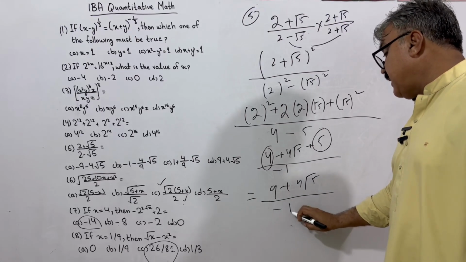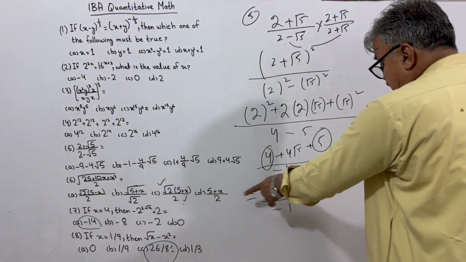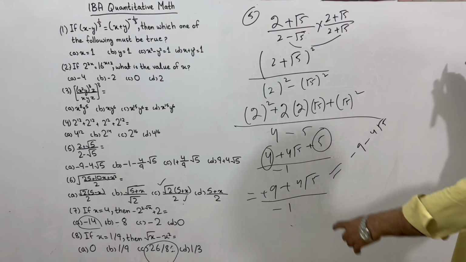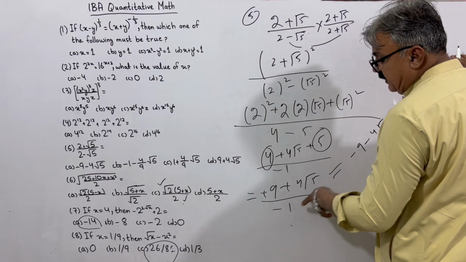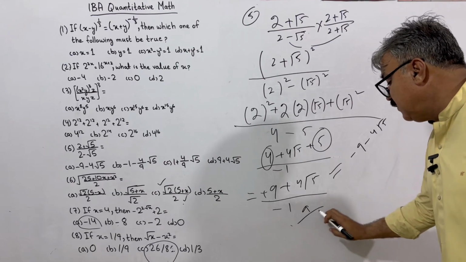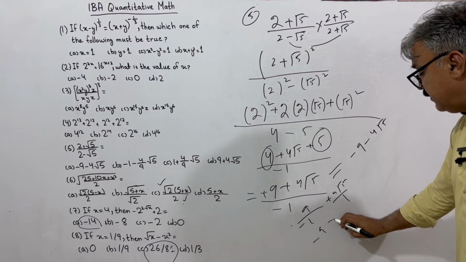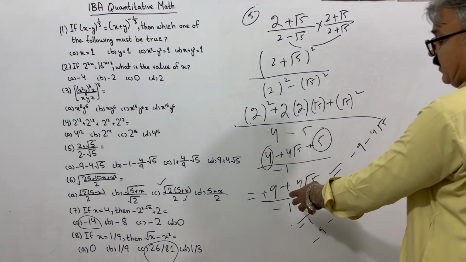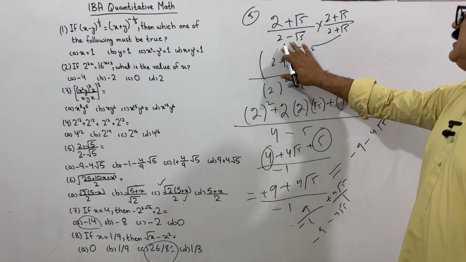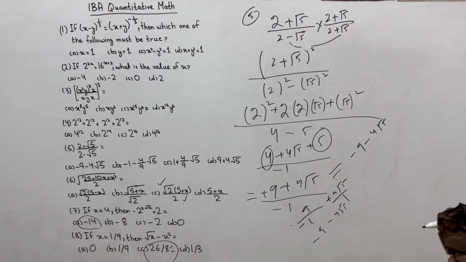Look at the impact of this minus in the denominator. It is going to be multiplied with all the terms in the numerator. So it must be minus 9 minus 4 root 5. One can write it as 9 over minus 1 plus 4 root 5 over minus 1. It will become minus 9 minus 4 root 5. This minus affects all the terms. Okay, cool. Whatever the situation is, if a square root is present in the denominator, then simply you have to rationalize.